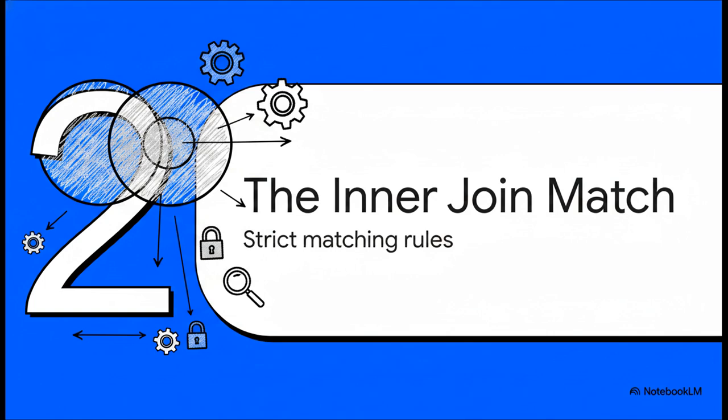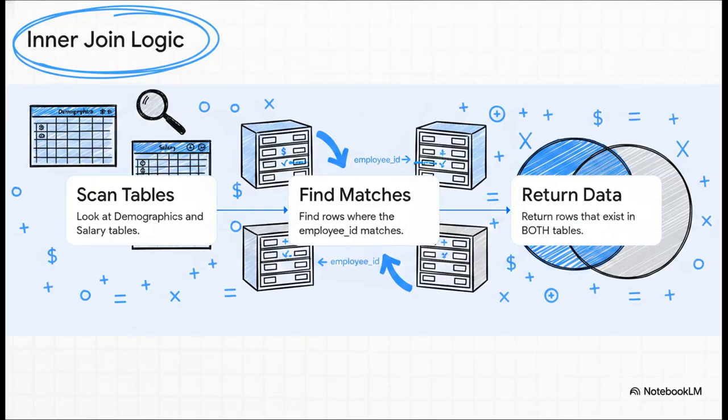Moving on to section 2, the inner join match. Let's talk about strict matching rules. If you simply type the word join in SQL, the system automatically defaults to an inner join. And here's how that logic flows step by step. First, SQL looks at both the demographics and salary tables. Second, it scans down the lists to find rows where that shared bridge, the employee ID, is an exact match. And third, it returns only the rows that exist in both tables. It strictly requires a match in both filing cabinets to pull the data. If a file exists in one cabinet but not the other, the inner join ignores it entirely.